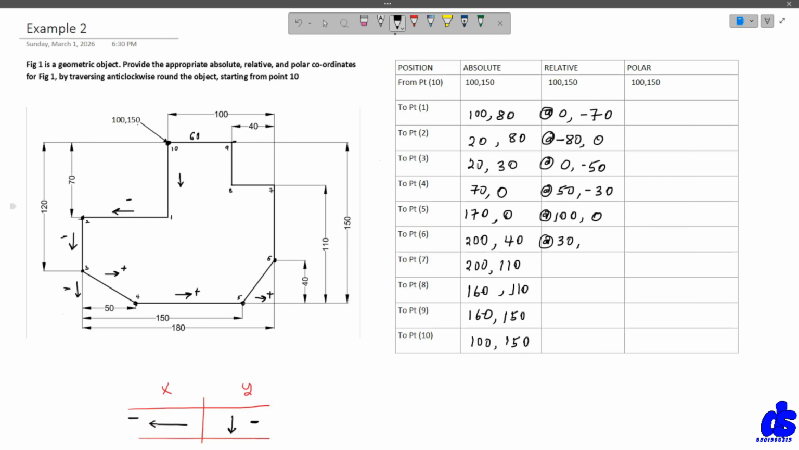Then for y, there's also a change in y. It's going upwards, meaning it's a positive. By distance of 40, it's going to be positive 40.